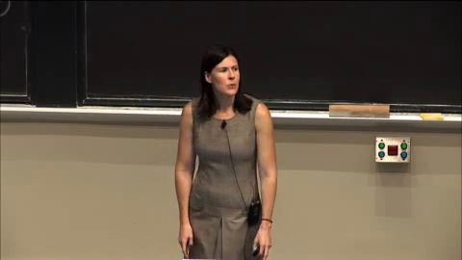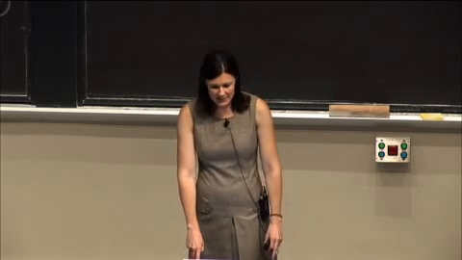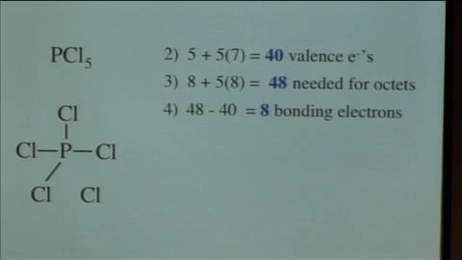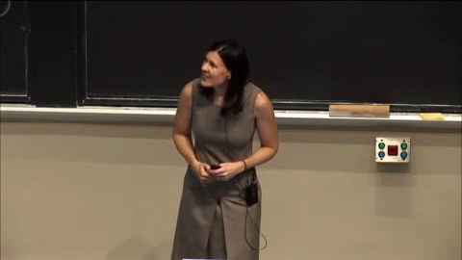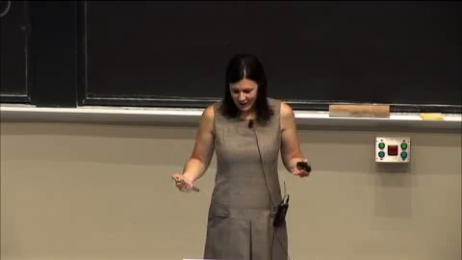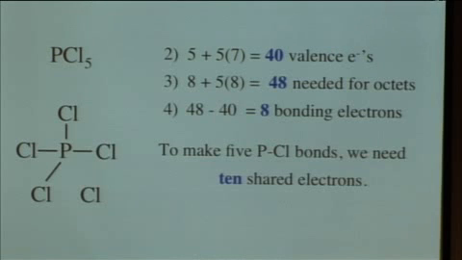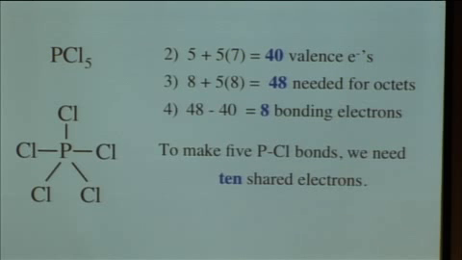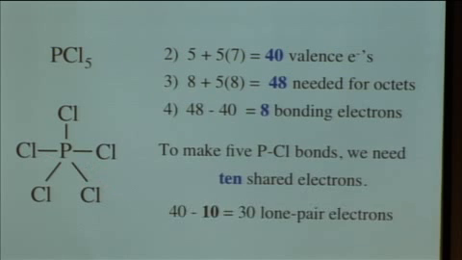So what we end up with when we do our Lewis structure calculation is that we only have 8 bonding electrons available to us. So we can fill those in between the phosphorus and the chlorine. So this is obviously a problem. To make 5 PCl bonds, we need 10 shared electrons. And we know that's the situation because it's called PCl5 and not PCl4. So we can go right ahead and add in that extra electron pair. We've used up 10 for bonding, so what we have left is 30 lone pair electrons.